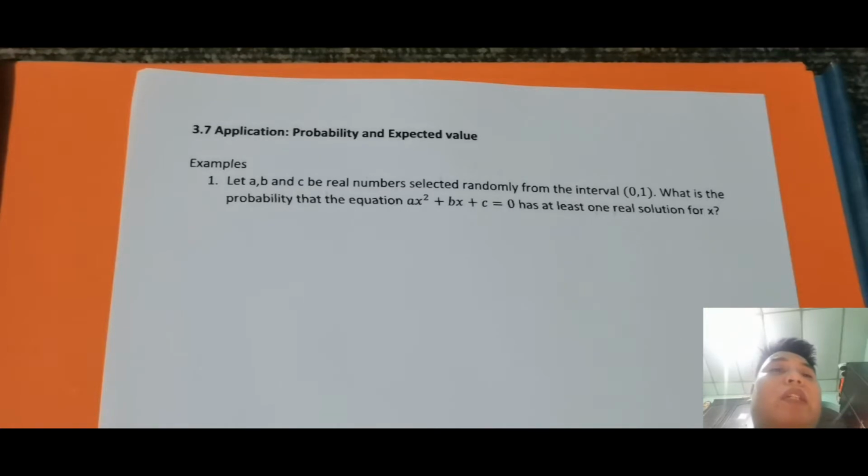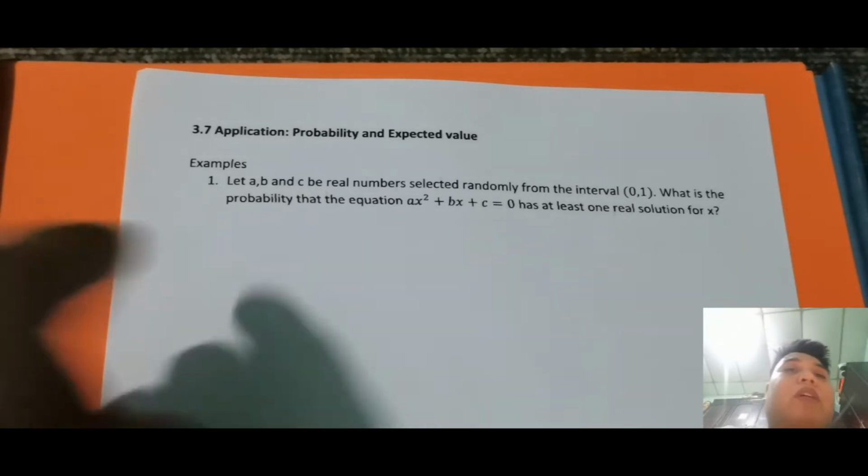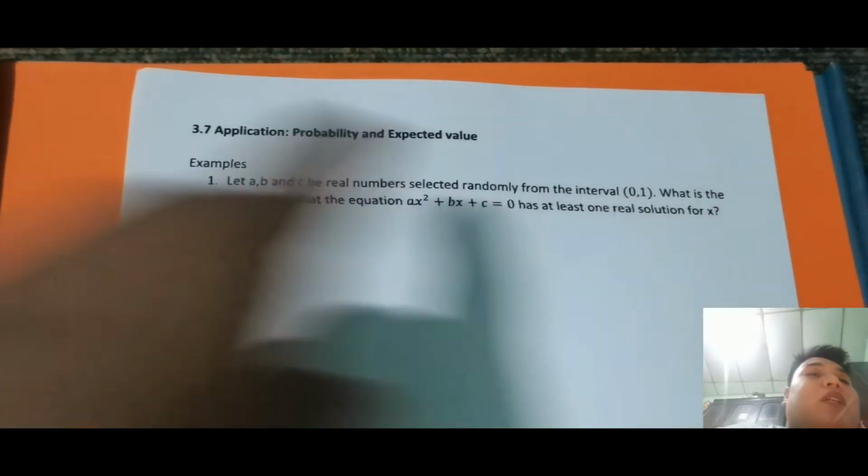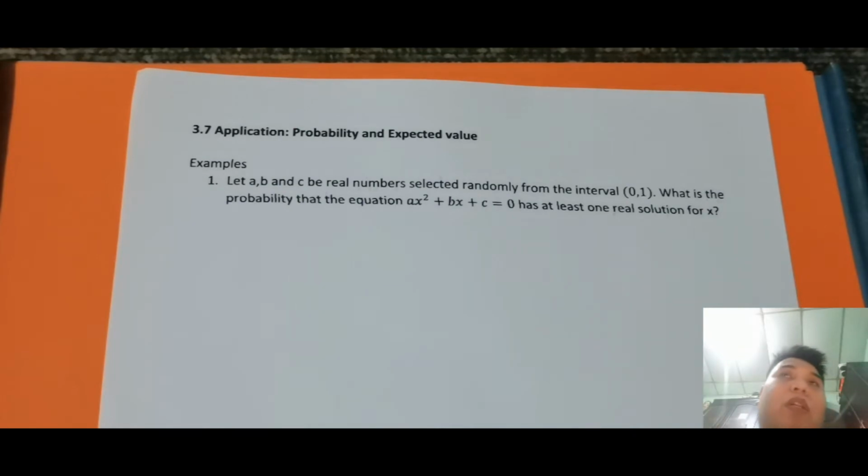Let A, B, and C be real numbers selected randomly from the interval 0, 1. So again, yung A and B and C selected lang dito sa 0, 1. Specifically, andun lang yung values like 0.1, 0.2, so walang 1, walang 0 dyan. Pwede si A is 1/2, 1/4, 2/3, 5/6, as long as in between 0, 1 siya. Yun yung value na A, B, C. Since selected randomly from the interval 0, 1, obviously parang napapansin mo, uniform. So uniform yung value na A, B, C.